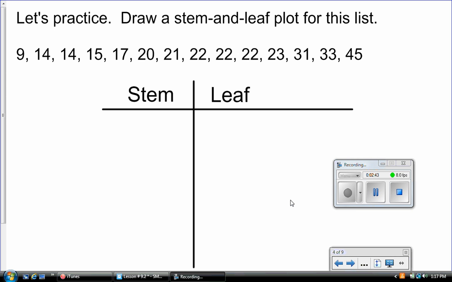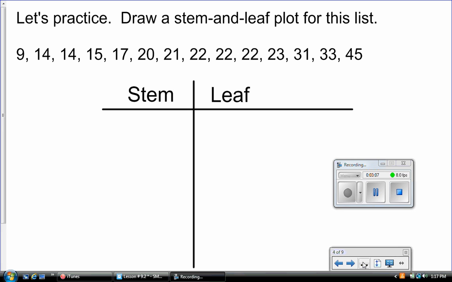So now let's practice, or rather, you're going to try this at home. Draw a stem and leaf plot for this list. I've given you a nice long list of numbers, and your job at home is going to be to pause the video and then draw a stem and leaf plot for this list.